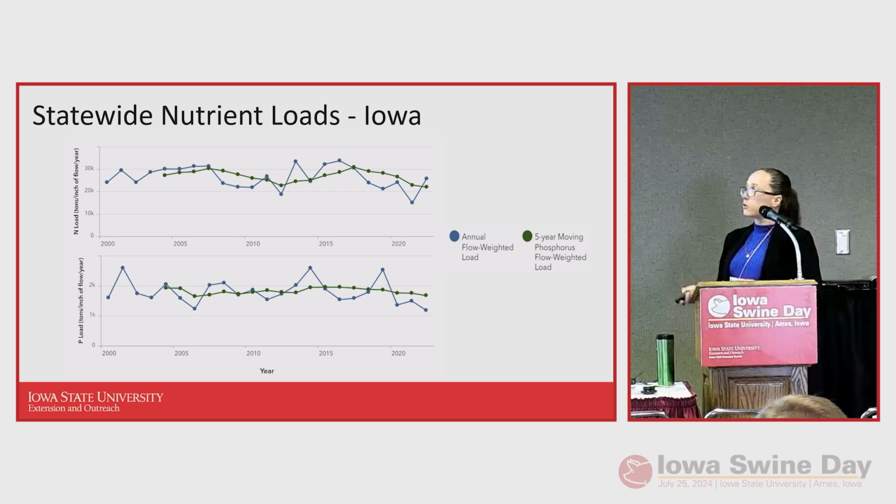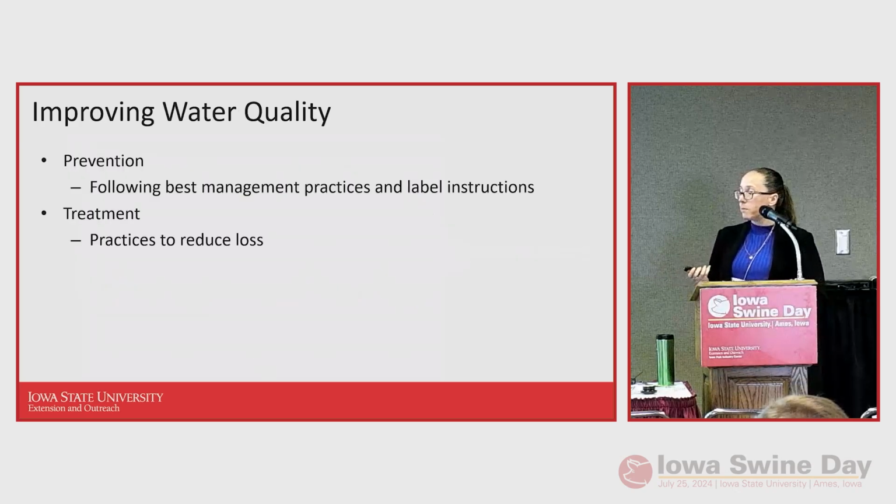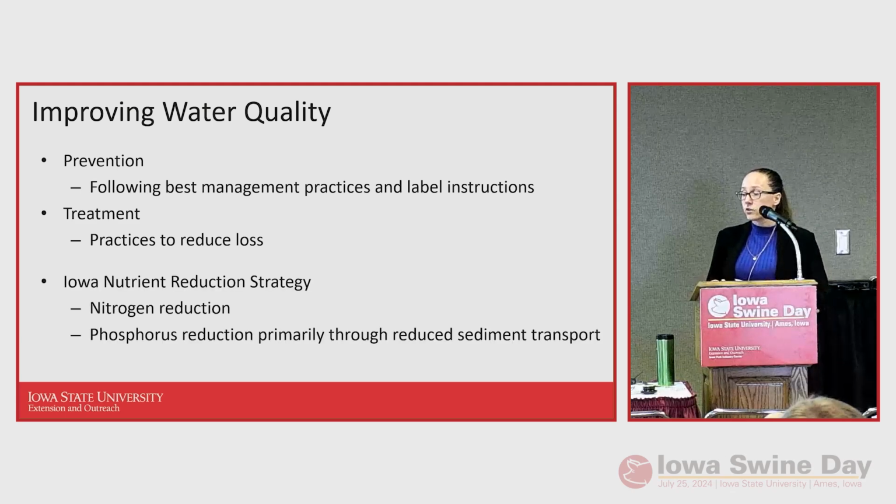Since 2013, we really don't see a big decline in either nitrogen or phosphorus in our waterways. So there has been some practice implementation, but not enough. We need quite a bit more. And we have the tools to improve our water quality. Prevention is probably the best, so making sure we're following best management practices, following label instructions, and we can also treat. We can put in practices that either reduce loss or treat the water that is being lost that's high in these nutrients.